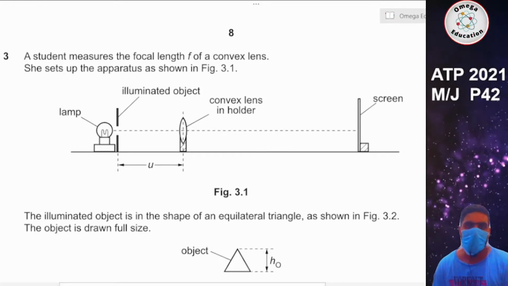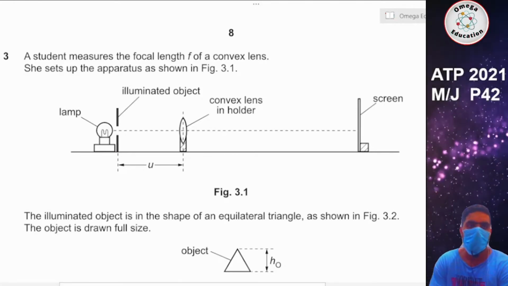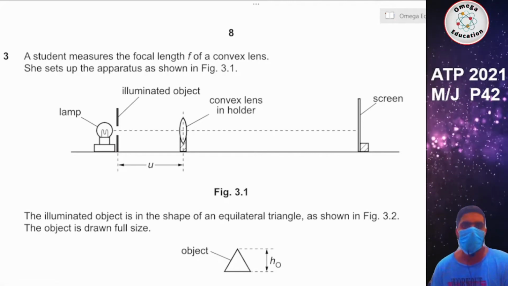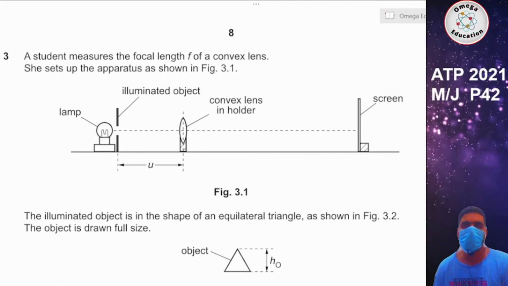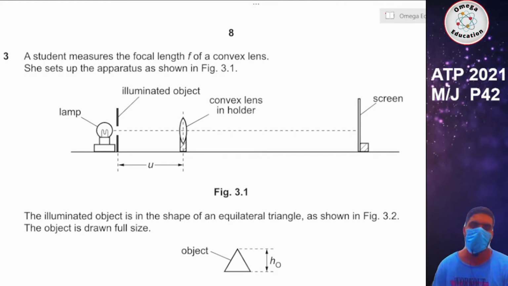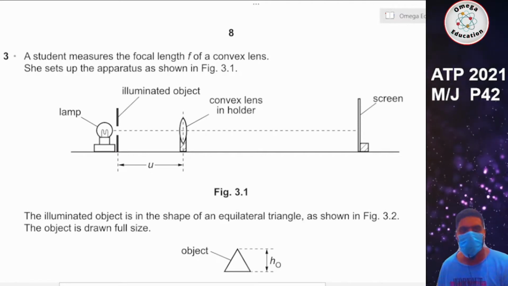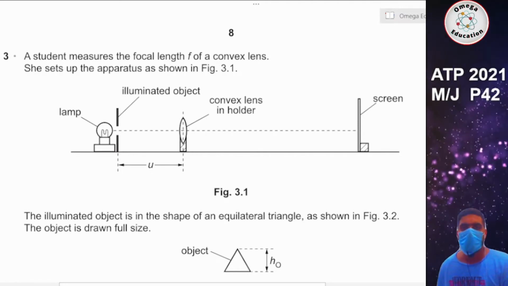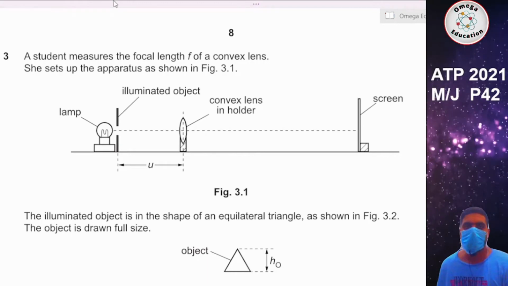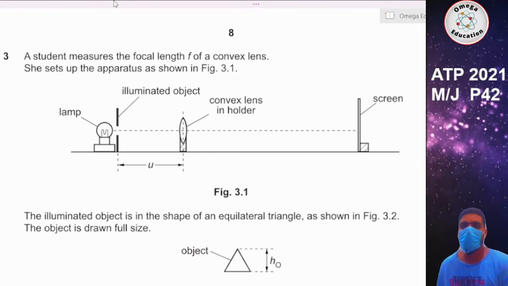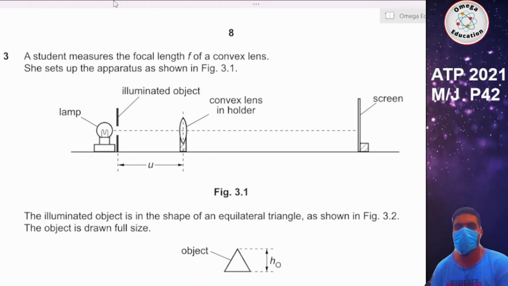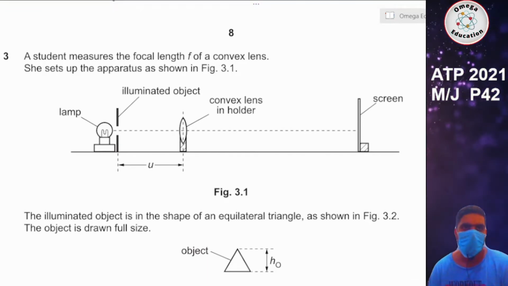Okay, so today we are completing the remaining part of the ADP past paper 2021 May June paper 42. We were done with the first two questions in the previous one, and this is question number 3. As you can see, it looks like from the chapter of light that includes lenses as well. Let's start off with this one.